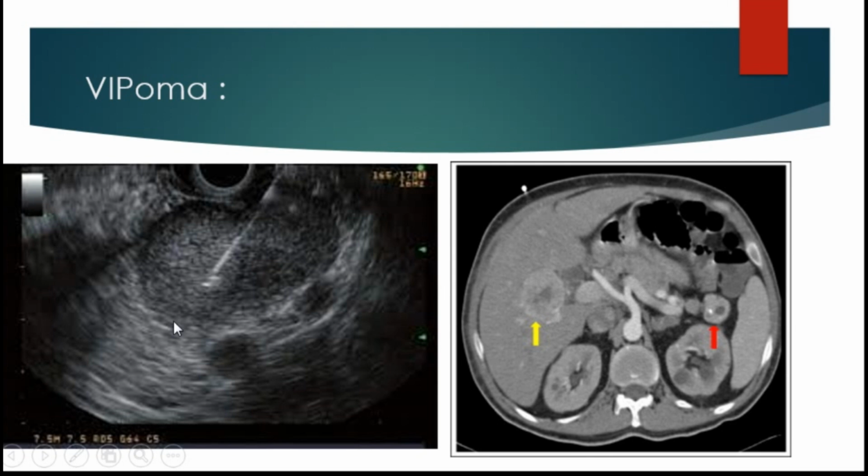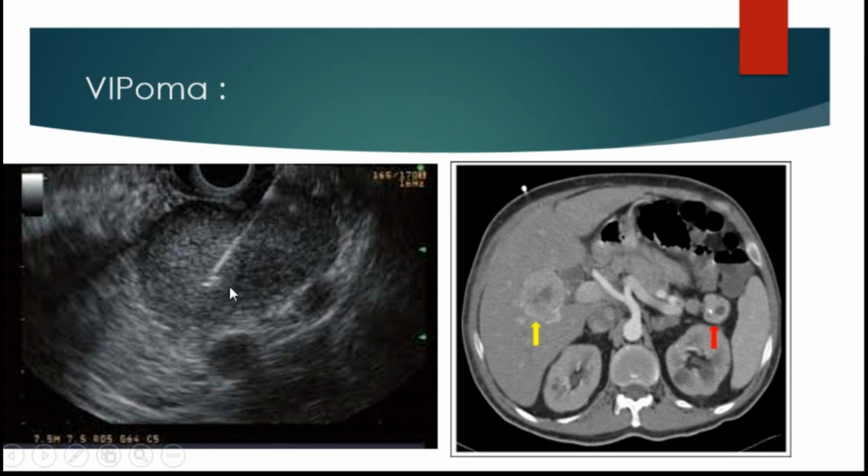And this is VIPoma. What do you think the clinical presentation of a patient with VIPoma is? VIPoma is short for vasoactive intestinal peptide. So patients with VIPoma present with diarrhea. Okay? A lot of severe diarrhea. And this is a biopsy needle, okay?